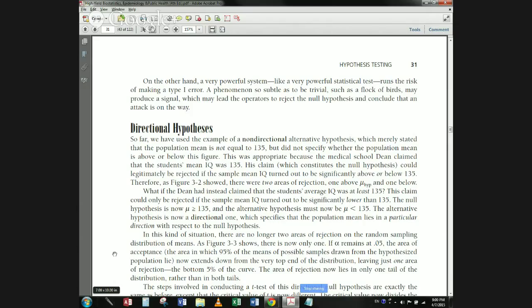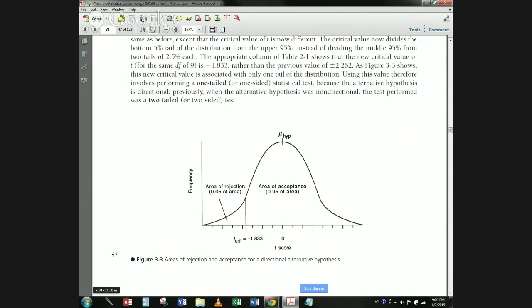In this kind of situation, there are no longer two areas of rejection on the random sampling distribution of means. As figure 3.3 shows, there is now only one. If alpha remains at 0.05, the area of acceptance, the area in which 95% of the means of possible samples drawn from the hypothesized population lie, now extends down from the very top end of the distribution, leaving just one area of rejection. The bottom 5% of the curve, the area of rejection, now lies only in one tail of the distribution rather than in both tails.